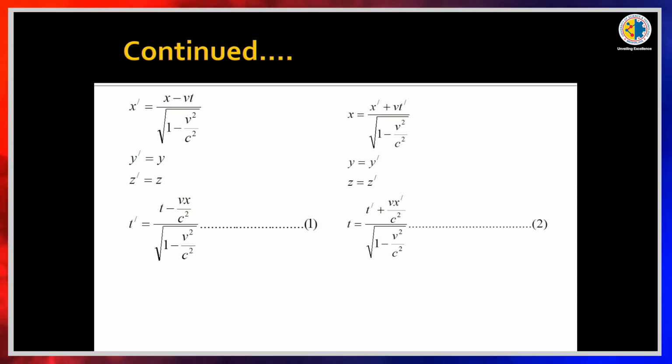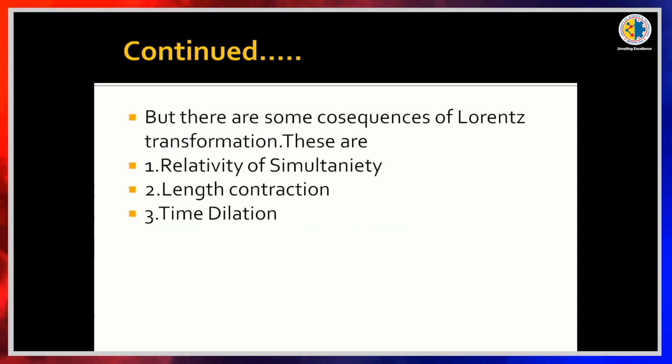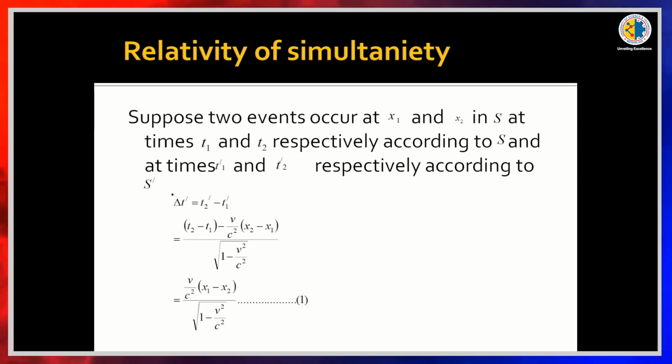So, in this equation if we put T2 dash, then we get (T2 minus Vx by c square) whole divided by root over 1 minus V square by c square, and T1 dash is equal to (T1 minus Vx by c square) whole divided by root over 1 minus V square by c square. Applying this formula, after calculation we get T2 minus T1 minus V by c square bracket x2 minus x1, whole divided by root over 1 minus V square by c square. Now, there is a question about T2 minus T1, the first term.